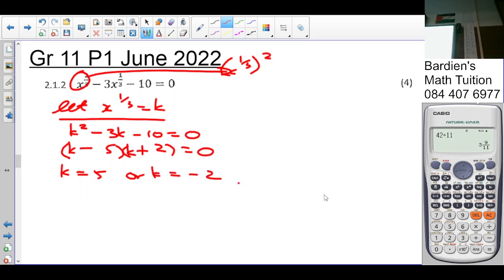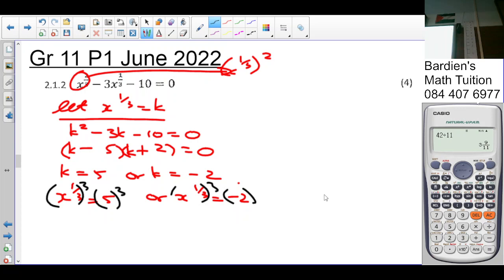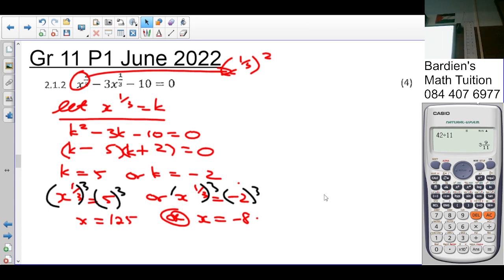The question was not to solve for k, however, but for x. So k is x to the third, which is equal to 5, or x to the third is equal to negative 2. To get rid of the third, we raise to the power 3 on both sides. So in other words, x is equal to 125, or x is equal to negative 8. Okay, any issues there? No?